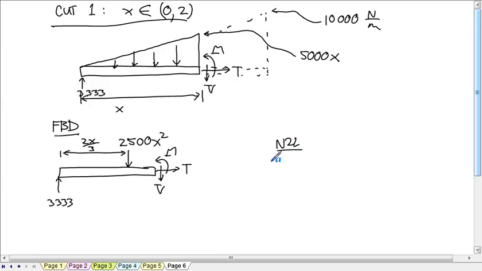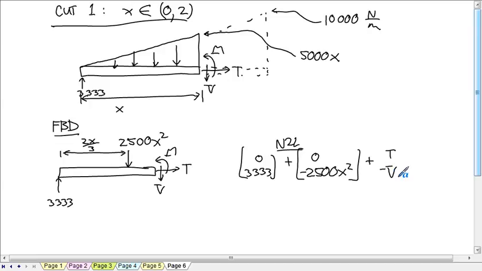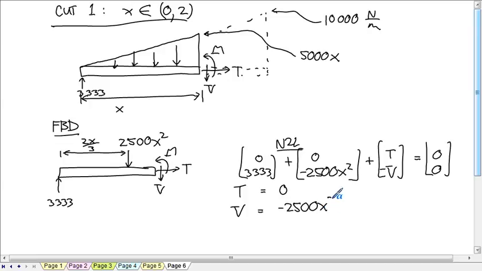So Newton's second law says 3,333 plus 0, negative 2,500x squared plus T negative V is equal to zeros. So there's no tension, and the shear force is negative 2,500x squared plus 3,333.